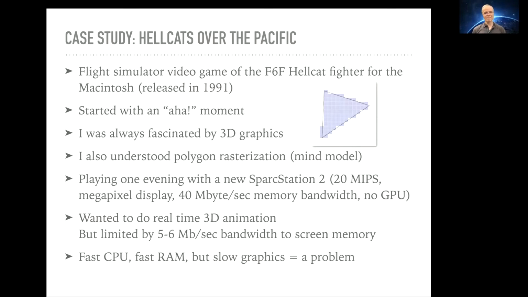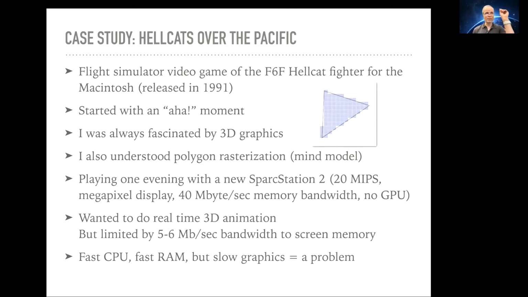And one evening, I was playing with this new supercomputer at the time called a SPARCstation. It could run 20 MIPS, 20 million instructions per second, which is, a light switch is faster than that today. It had a 1 million pixel display of 8 bits each. So that was 1 million bytes, a 1,000 by 1,000 display. And the memory bandwidth of the CPU was 40 megabytes a second, but it had no GPU. This is just a dumb CPU and RAM, which was mapped to the screen. But the screen was mapped at only 5 to 6 megabytes a second.